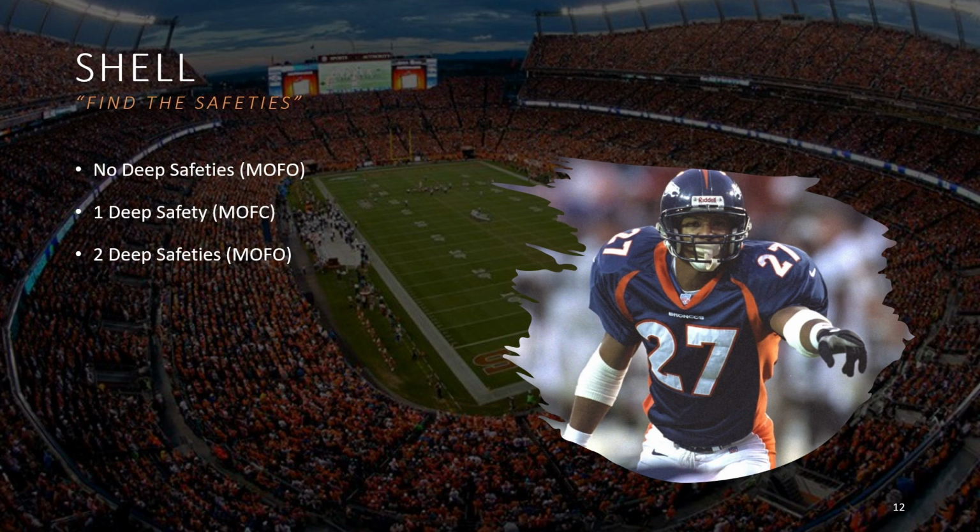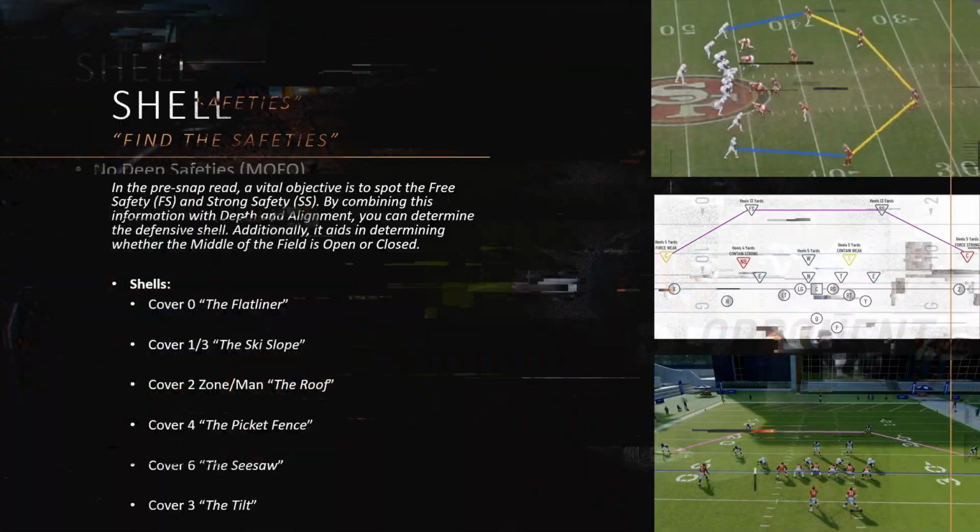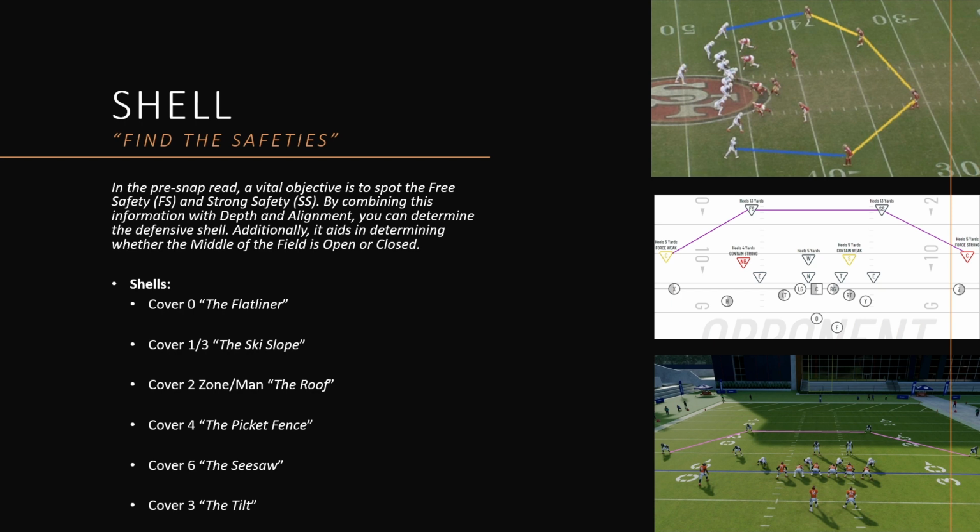Shell, find the safeties. Is it open? Is it closed? We got one deep safety for a closed center field, or do we got 2 deep safeties for an open center field? This is also going to aid you in figuring out the contour of the coverage shell. Shell, find the safety. This is where I told you how we're finding the safeties with gauging the corners compared to how quarterbacks are taught high school, college, NFL. They're doing this first. They're finding the safeties. But in Madden, we're doing the opposite.